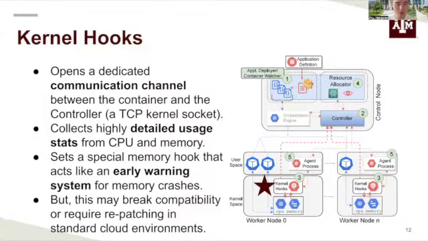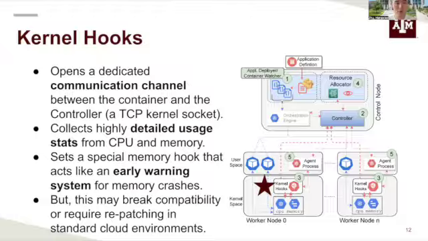The next part is the kernel hooks, which is the number three section in this graph. The kernel hooks are like the communication bridge between the kernel space and the controller and the resource allocator. First, it can open a dedicated communication channel between the container and the controller through a TCP kernel socket. By this means the controller will be able to know information like the working log from the container.